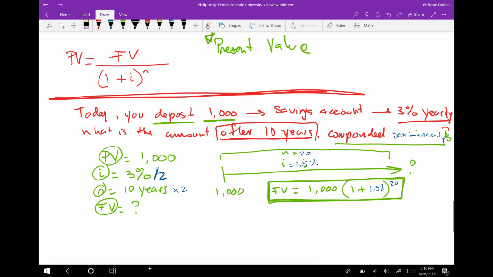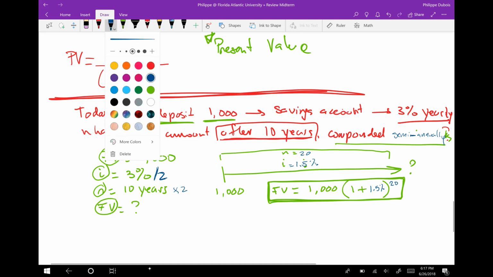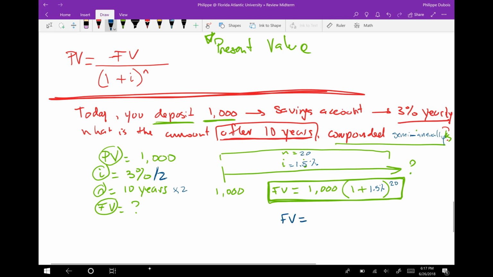So let's do it together. 1.5% is 0.015 plus 1 equals 1.015 to the 20th power times 1,000. The future value for this example is $1,346.85. All right, that's if you were getting paid semi-annually.